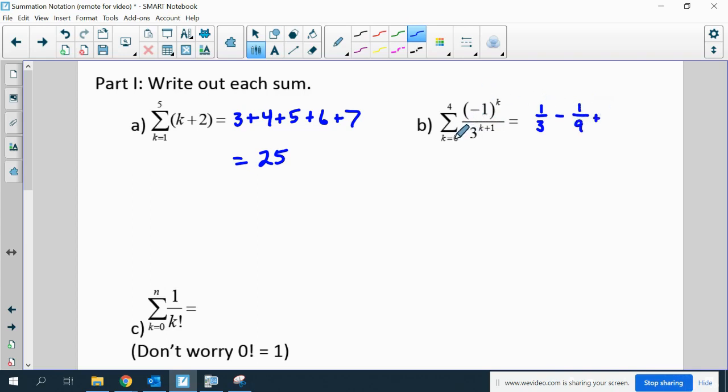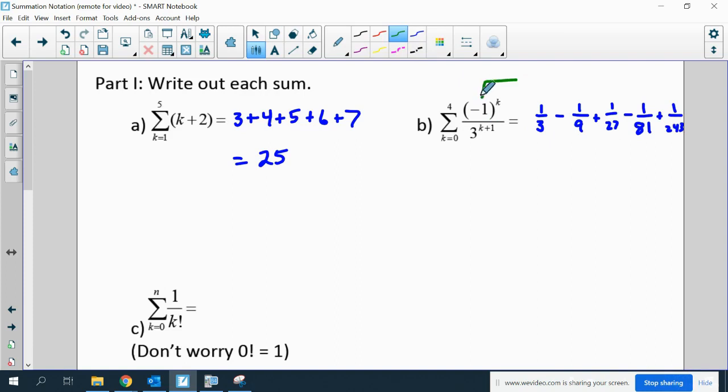Plus, how do I know it's going to be a plus? Because if k equals 2, the numerator would be positive 1. Negative 1 squared is plus over 3 to the 2 plus 1. So that's 1 over 27. And it's going to be minus because negative 1 to the third. And then 3 to the 3 plus 1 power is 81. Then plus 1 over 243. And I could actually find this sum, but all I'm asked to do is write it out.